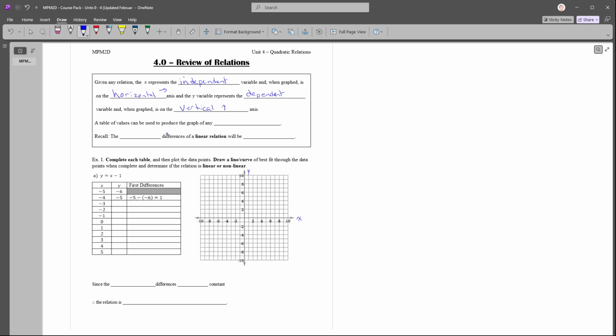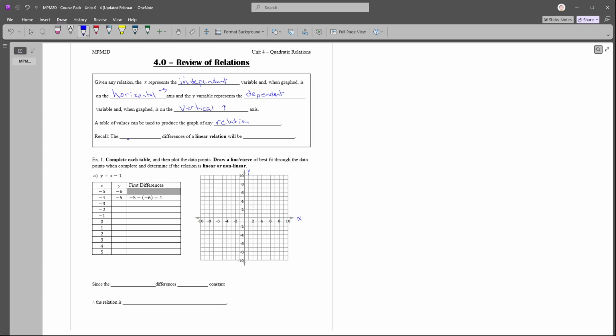A lot of times what we'll use to graph these things is just a simple table of values. We learned a lot of different strategies a few units ago, but a table of values was the first one we learned. A table of values can be used to produce a graph of any relation, as long as we have an expression for it. We're going to do a bit of review on this.